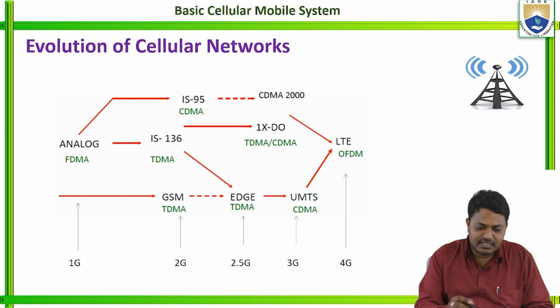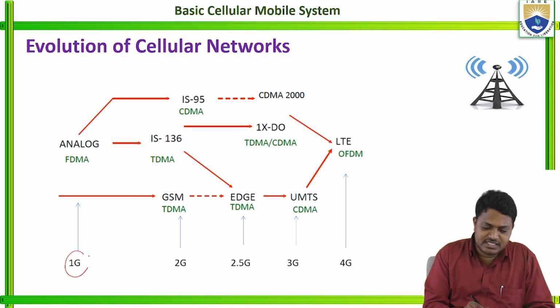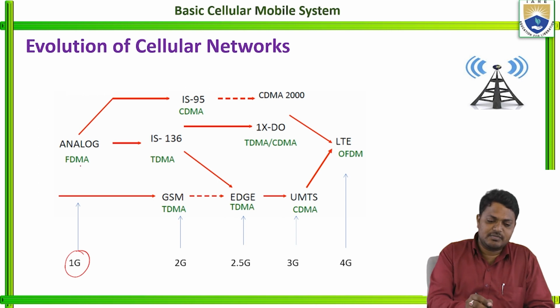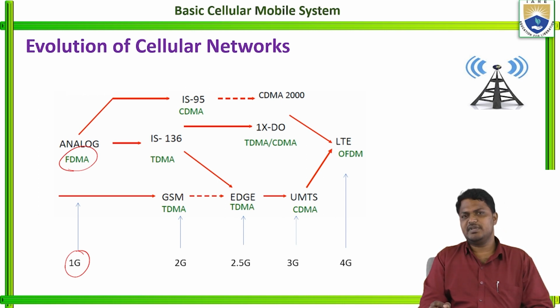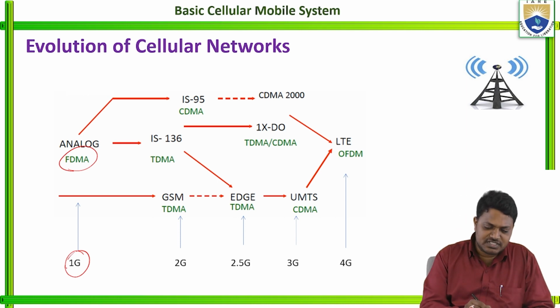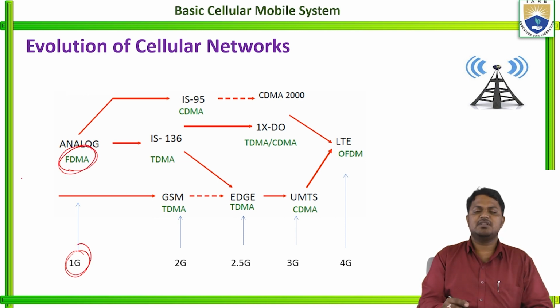See here in this slide, the first generation is in the form of FDMA, frequency division multiple access. In the last session we discussed different types of multiplexing technology, that is TDMA, FDMA and CDMA, that is frequency division, time division and code division multiplexing. Orthogonal frequency division multiplexing has also now been introduced in 4G communication. In the first generation they used analog communication, that is frequency division multiple access.